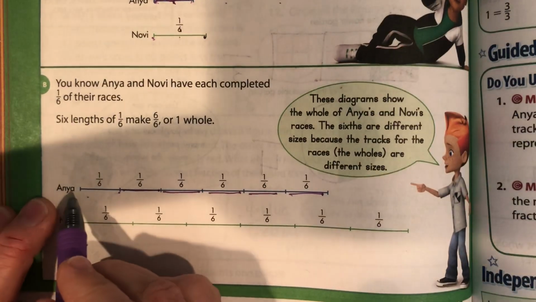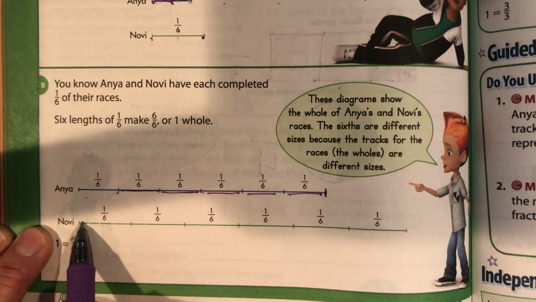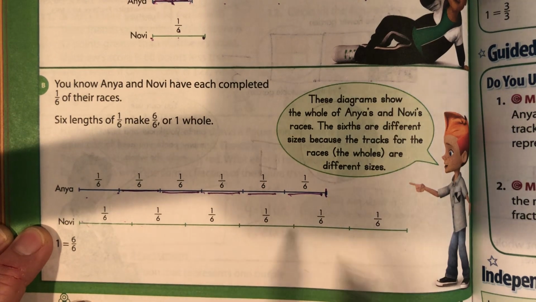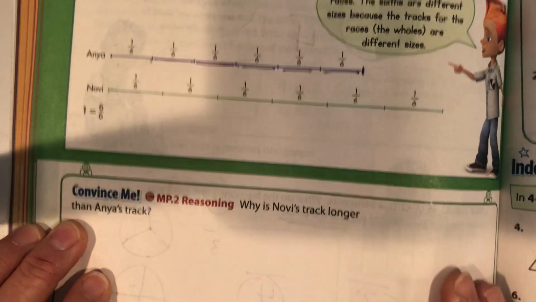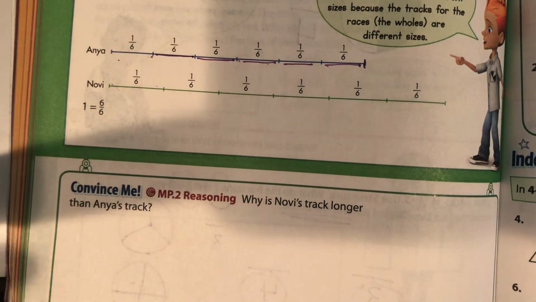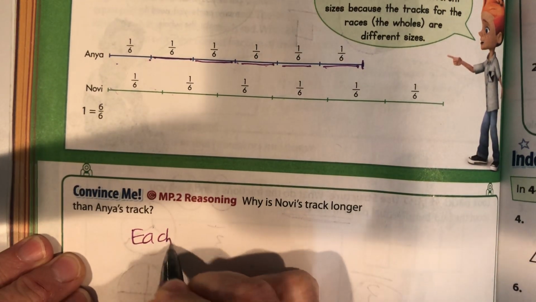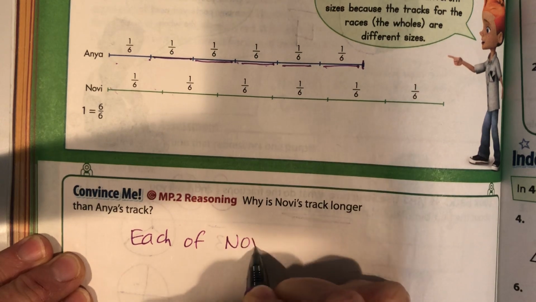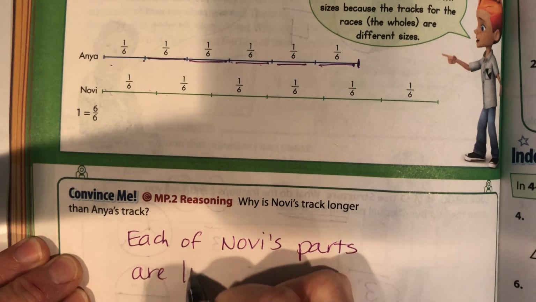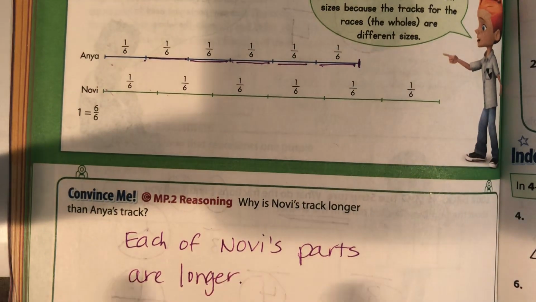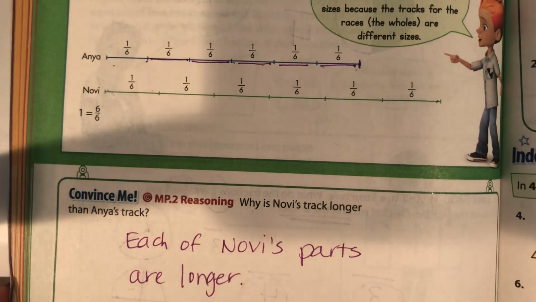So Anya's, when you put 6 of her smaller parts together, it's gonna be a shorter track than when you put 6 of Novi's parts together because his parts are bigger, okay? So why is Novi's track longer than Anya's track? Well, because each of Novi's parts are longer. Okay, so if each of his parts are longer, then when you put 6 of them together, they're going to be longer than 6 of Anya's parts.